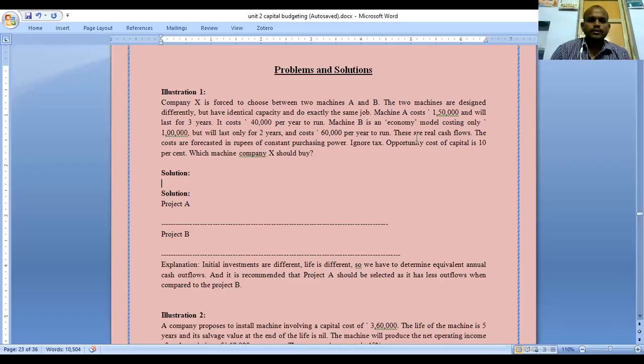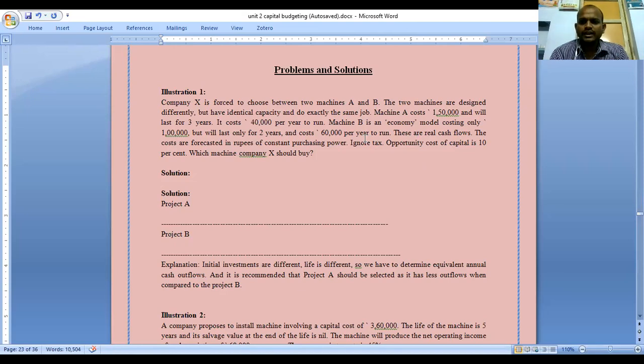Capital budgeting problems and solution. Illustration number 1. Company X is forced to choose between two missions A and B. Two missions are designed differently but have identical capacity and do exactly the same job.